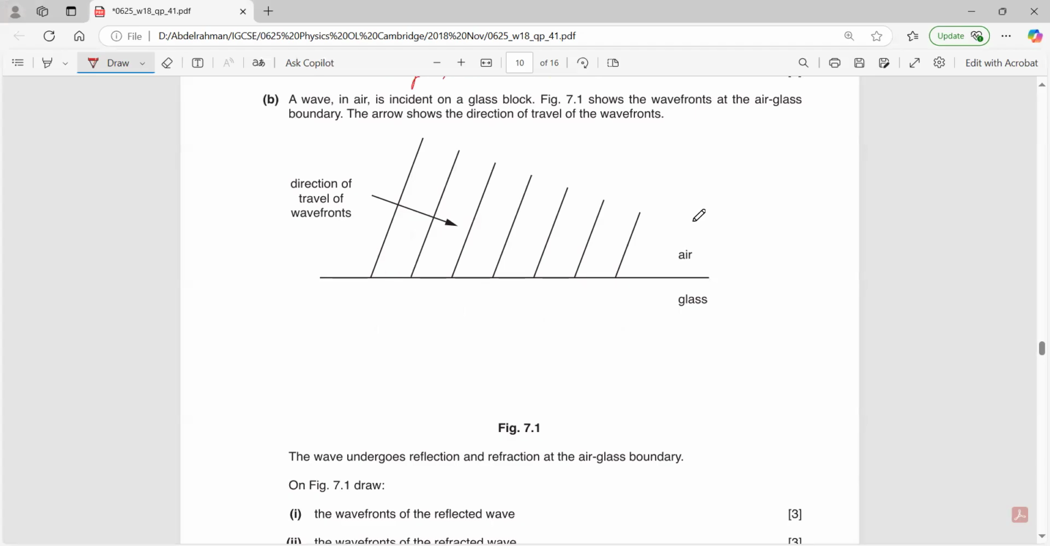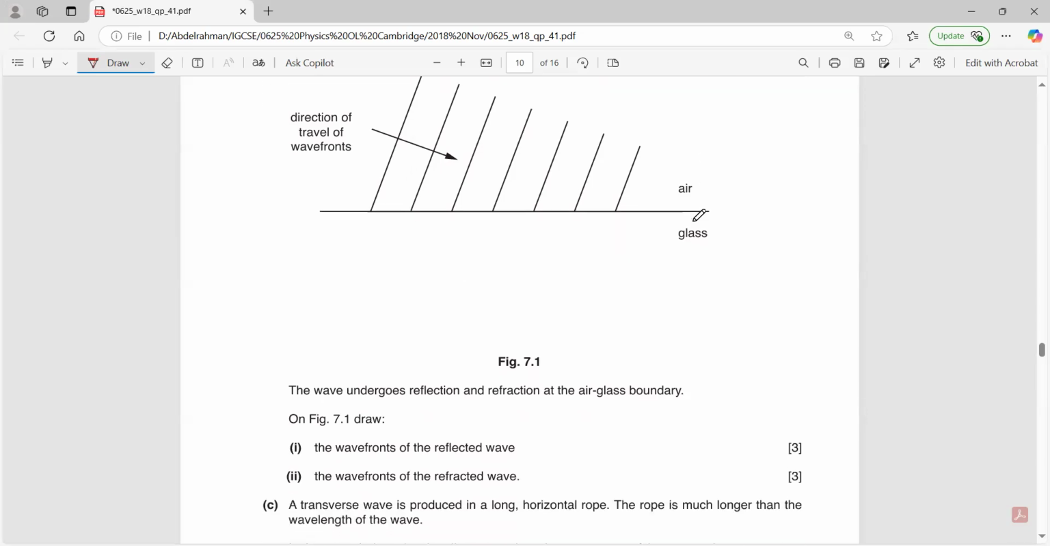I have a wave which was incident on a glass block. This wave undergoes reflection and refraction, 3 marks and 3 marks. First of all, we need to reflect the wave and then we need to refract the wave. Reflection would be quite easy. As the wave moves, you need to continue this as a straight line, and then at this point draw the normal line. And then you need to measure the angle of incidence.